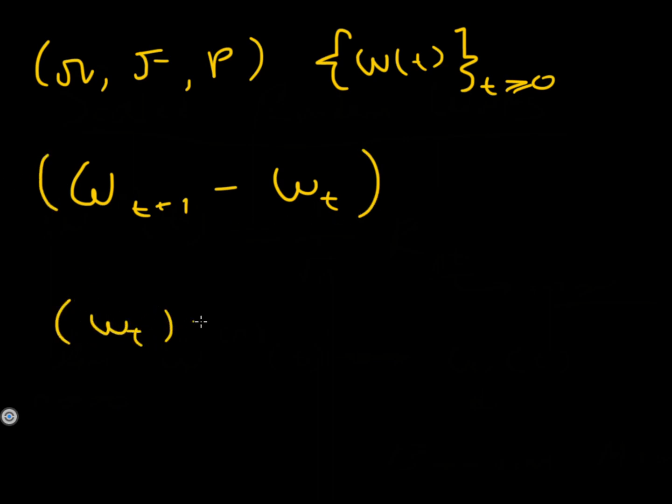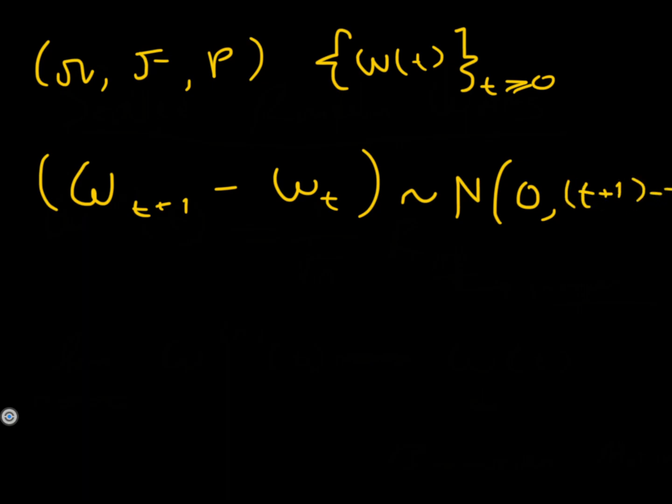So W_1 minus W_0, right? W_2 minus W_1, W_3 minus W_2. These are all random variables. And these random variables tend toward a normal distribution, or are normally distributed. And their mean is, as shown before with random walk, 0. And their time point is going to be t plus 1 minus t. Their variance, right?